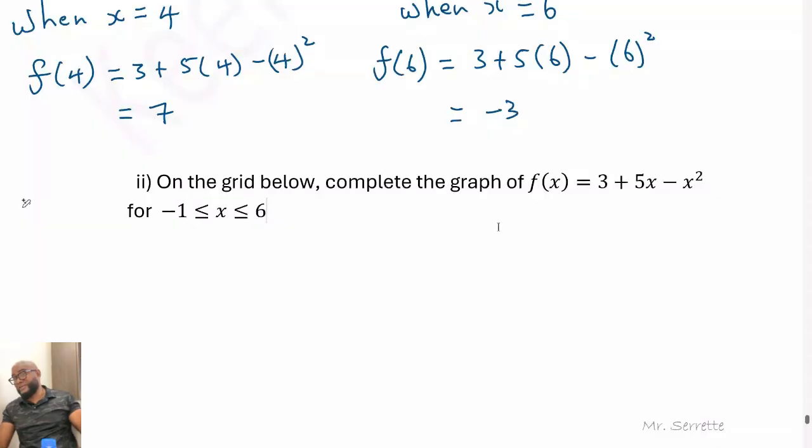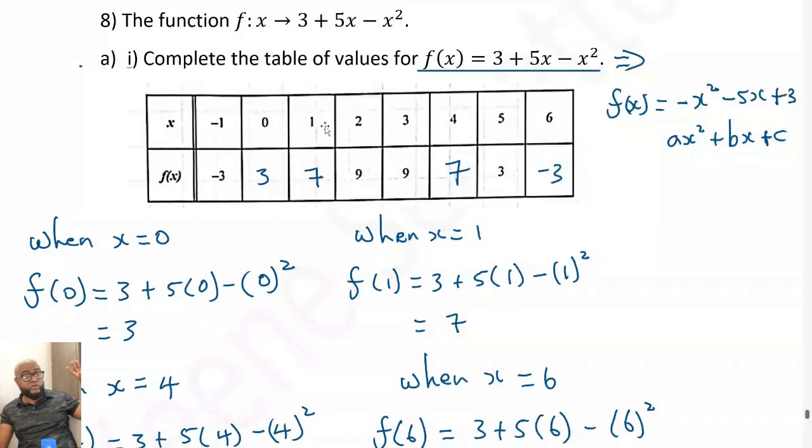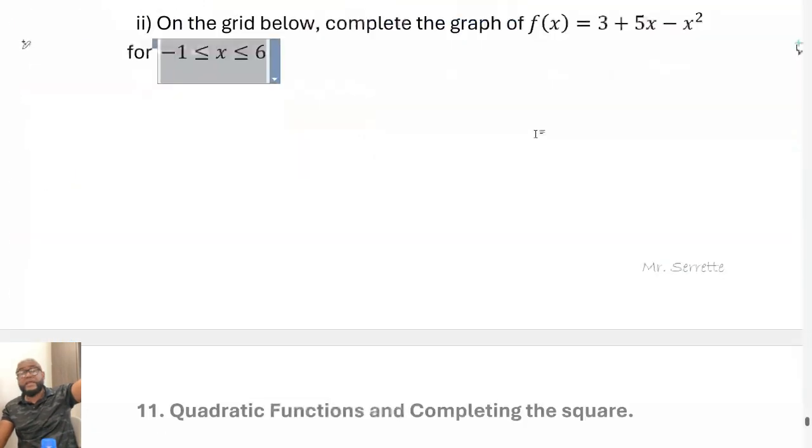I'm going to say it again. You'll have the benefit of saying it again, right? So on the graph below, complete the graph for f of x is equal to 3 plus 5x minus x squared for -1 less than or equal to x less than or equal to 6. That simply means the numbers from -1 straight to 6. Right? So there'll be -1, 0, 1, 2, going up until it meets 6, right?